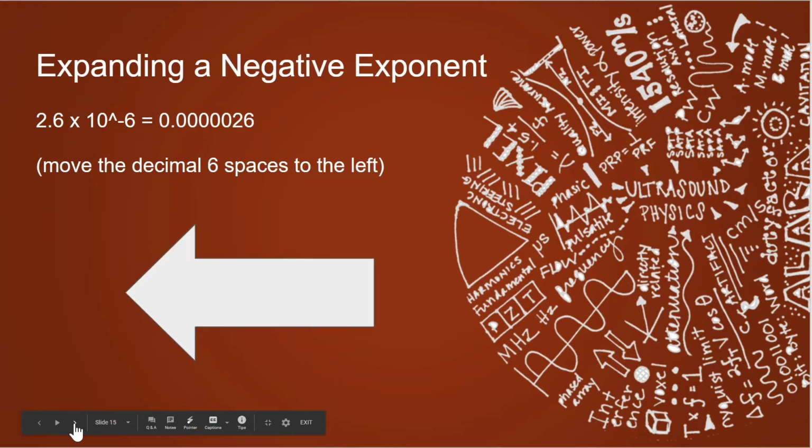Now what does it mean to expand the numbers when we have a negative exponent? Well, it's very similar to expanding in a positive way, except we're going to move the decimal point to the left. So in our example, we're using 2.6 again, and we are multiplying it by 10 to the negative 6th. And so we move that decimal point 6 places to the left to get our expanded number.